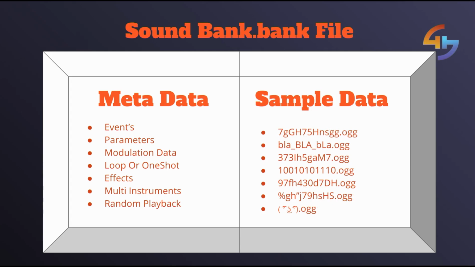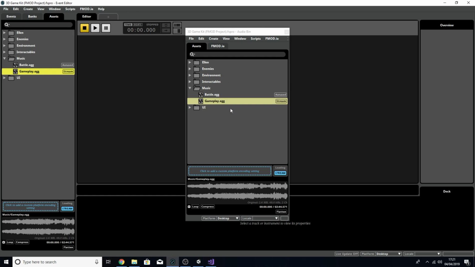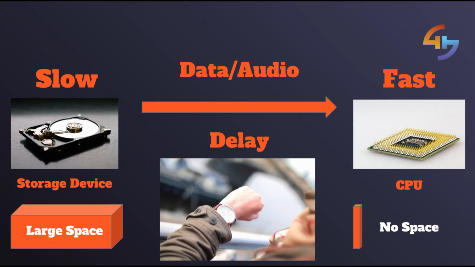For our game to play an event, it needs both the metadata of that event and the sample data of the audio used in the event. Sample data also contains information on assets that are to be streamed. In FMOD's audio bin or FMOD's asset browser menu, you should have the option to set a file to be streamed when loaded into the game. For example, you should have your gameplay music file set to stream, but if you don't, you can just select the stream button under loading. This tells our game to load this particular file straight from the storage device, bypassing the RAM when needed.